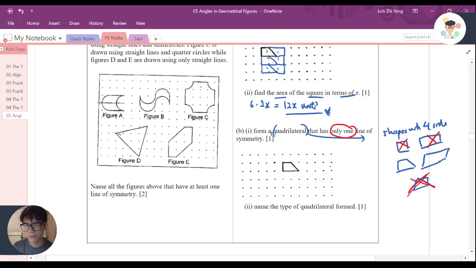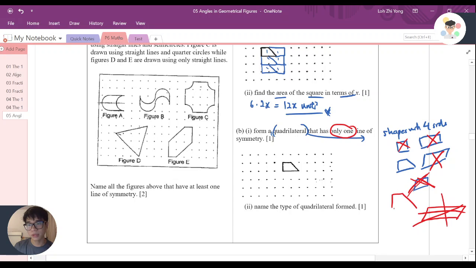How about parallelogram? Parallelogram is something like this, right? Like this. Do we have a line of symmetry? If you cut like this, cannot. If you cut like this, cannot. If you cut from the side, same side cannot, because they don't have the same length. Okay? Now the only possible one is trapezium.